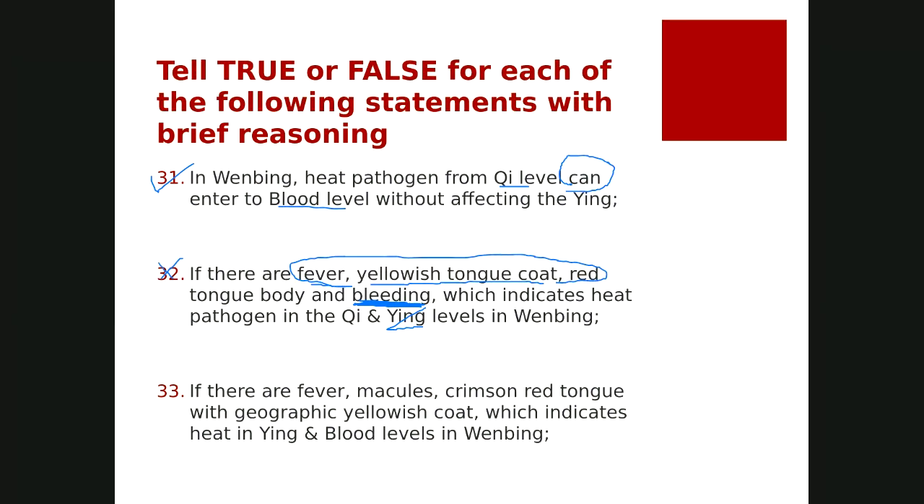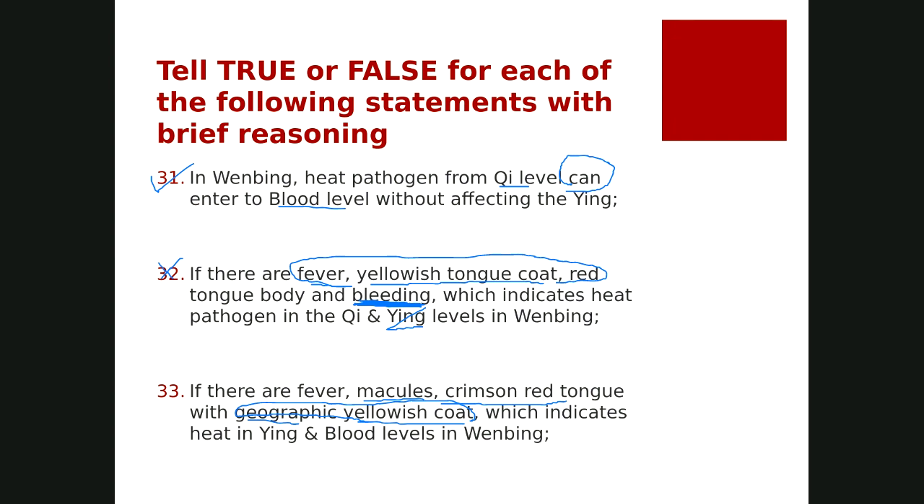If there are fever, maculae, crimson tongue body. So what does maculae mean? Skin rashes. Is that bleeding or not? Bleeding, good. There's bleeding, there's a fever, and also crimson tongue body with geographic tongue coating, and also still have yellow coating, which indicated heat in the nutritive yin and blood level. Is that correct or not? You still have this. Is that only 2 levels or more than 2 levels?